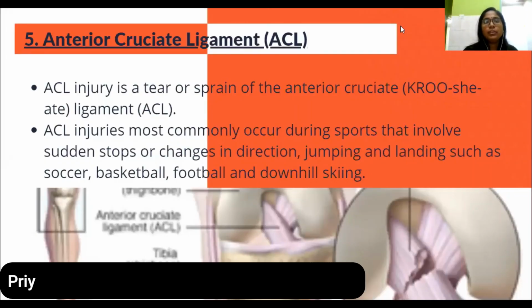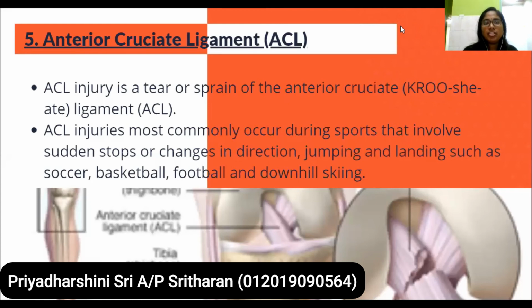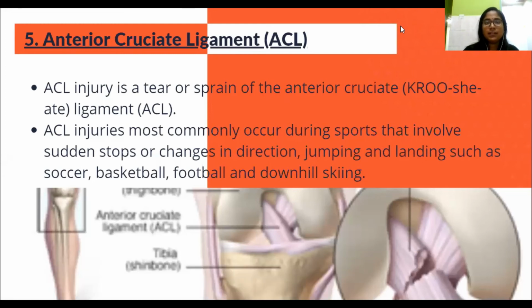I'll present about the ACL, which is the anterior cruciate ligament. ACL injury is a tear or sprain of the anterior cruciate ligament, which is the ACL. It is one of the strongest types of ligament.